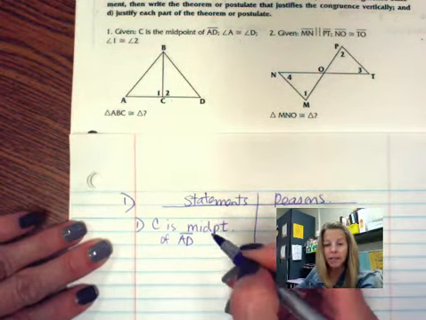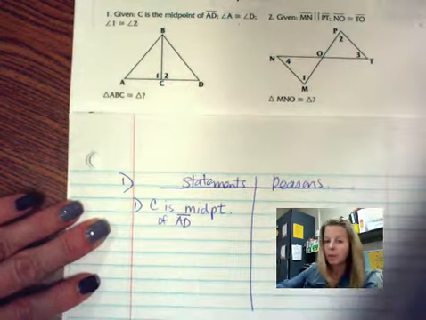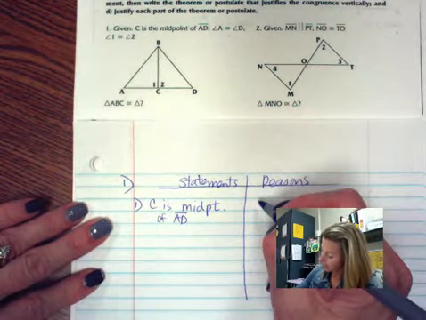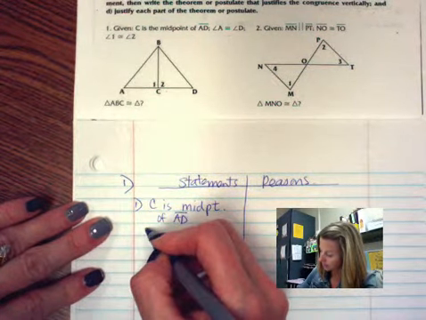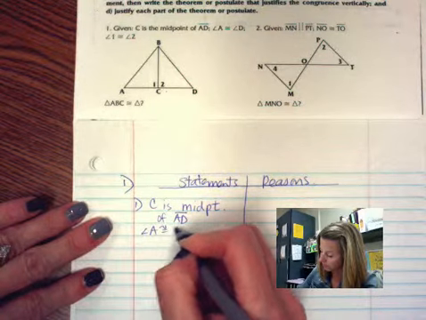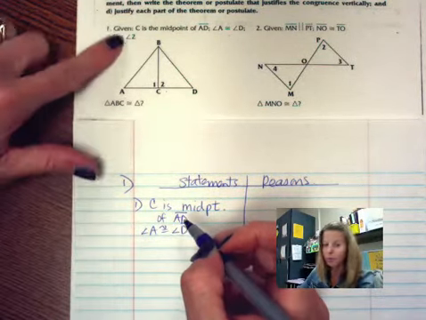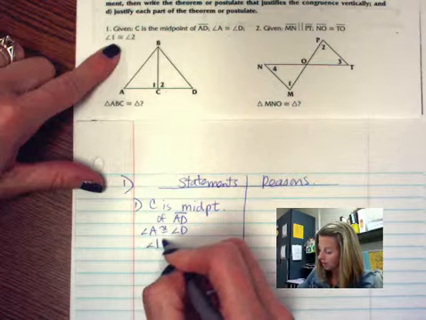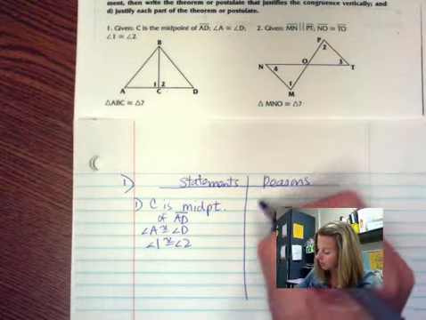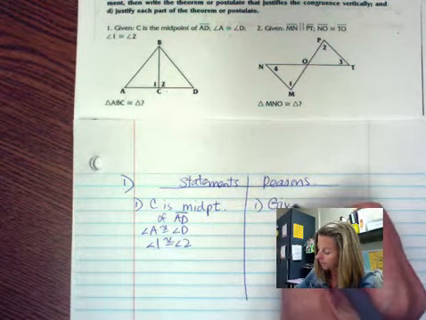So it kind of depends on how much room you have and how small you've written. And then my second given underneath it is angle A is congruent to angle D. And then I actually have one more given right here. Angle 1 congruent to angle 2. So all of that will go with given.